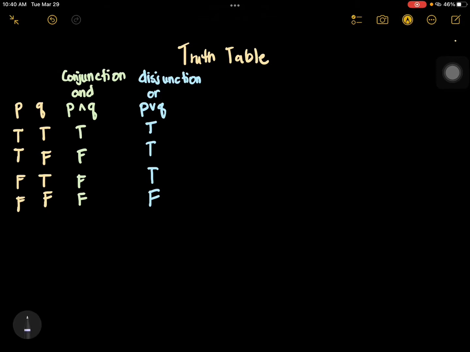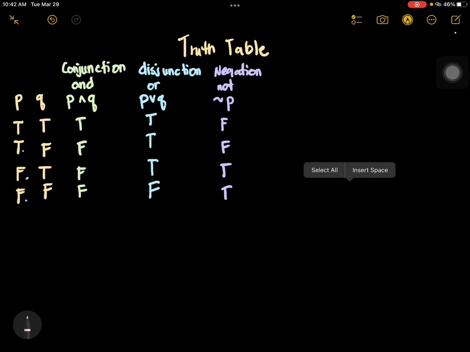The next one is negation. For negation, we have not P. It is the reverse or the opposite. So this is not, and this is what we call negation. So not P: true becomes false, true becomes false, false becomes true, false becomes true.